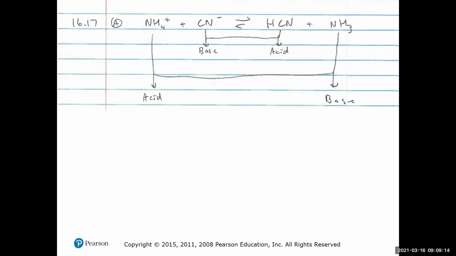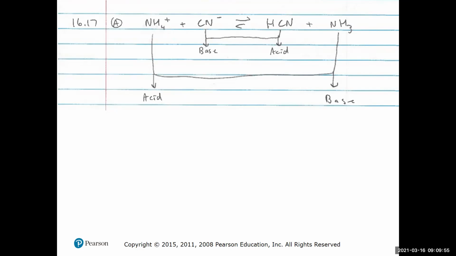In this case, we have NH4+, the ammonium ion, plus the cyanide ion, CN-, forming HCN plus ammonia. We look on the other side for something that looks similar to the NH4+. In this case, it's the NH3. On the left-hand side, the NH4+ had to lose a proton to become NH3. So it donated that proton somewhere. In this case, it was to the cyanide to form HCN. So that tells me that the NH4+ is the acid and the NH3 is the base.